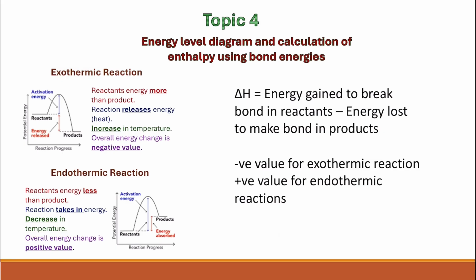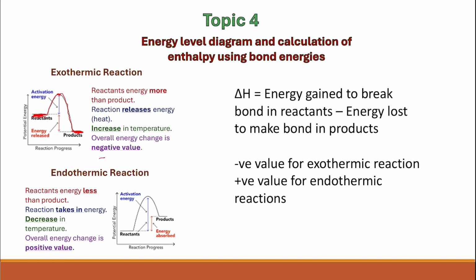For an exothermic reaction and the energy diagram, remember that the energy of the reactants is higher than the energy of the product. And then as the reaction goes, it goes to the top point here and then goes down to the energy of the product. You need to label the activation energy, which is the difference between the energy of the reactant and the top point. And then the overall energy change will be the difference between the energy of reactants and product. In an exothermic reaction, the reaction will release energy or heat, and there will be an increase in the temperature. The overall energy change is a negative value.